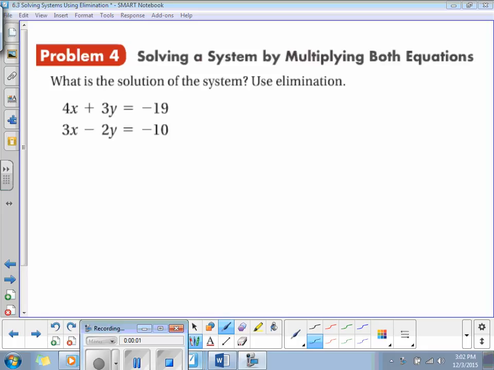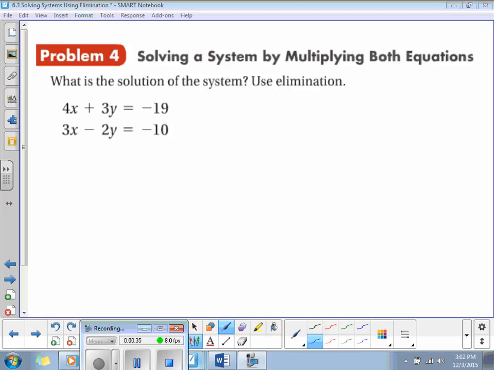Solving a system by multiplying both equations. Now, just like in the last example, we multiplied one equation to make it the same, or the inverse, right? Here, do you see anything close to that? No. So that means we're going to have to multiply both equations by something. Okay? What do you think? 1 does not change anything, so we will never multiply times 1.